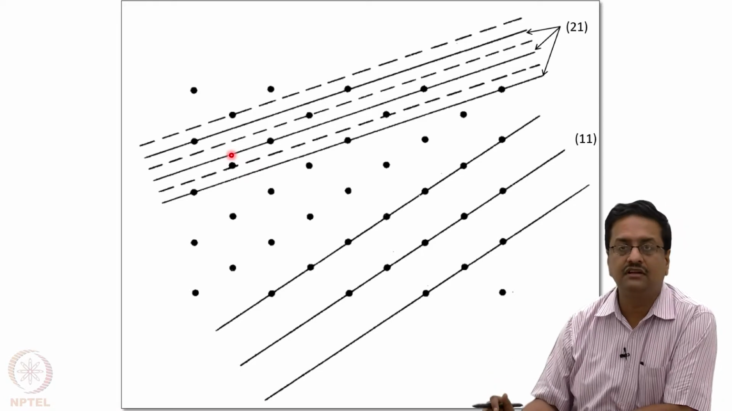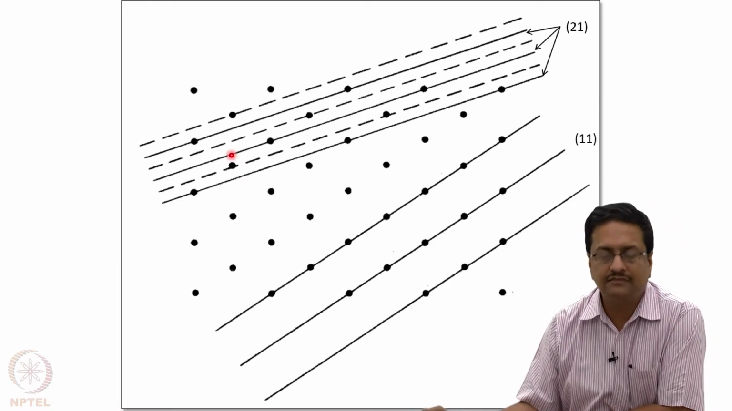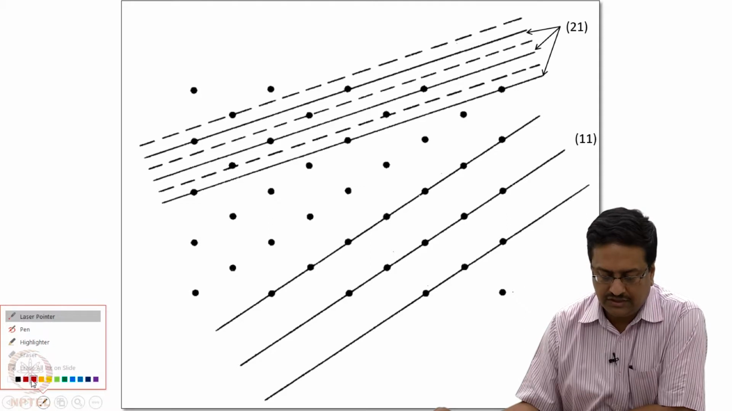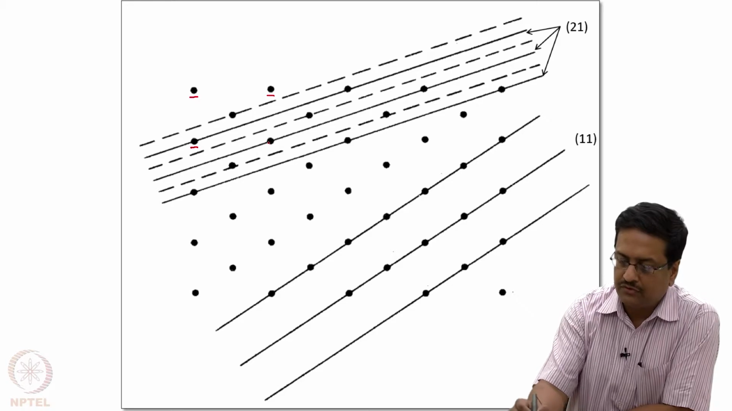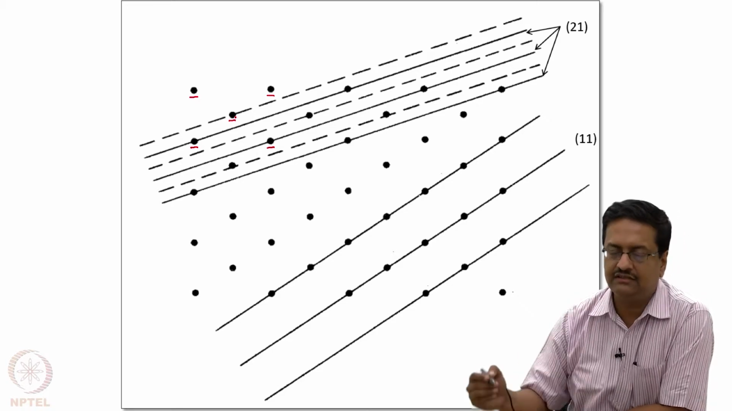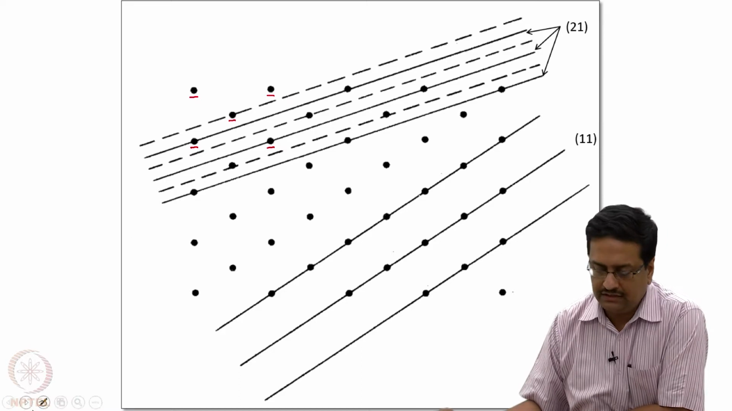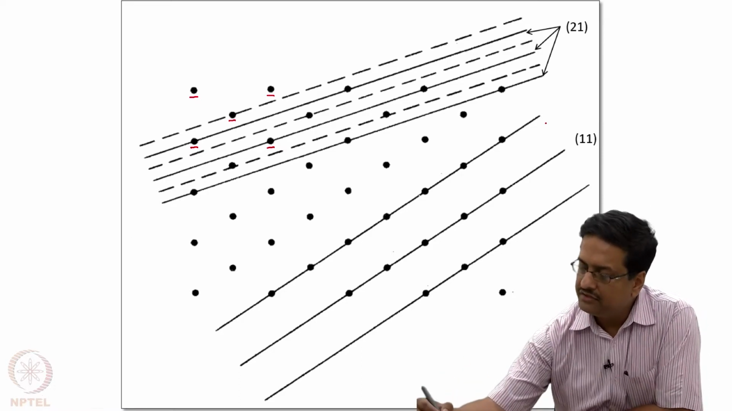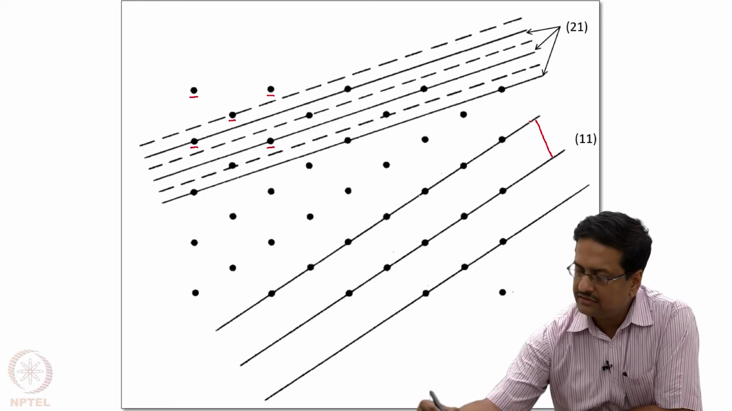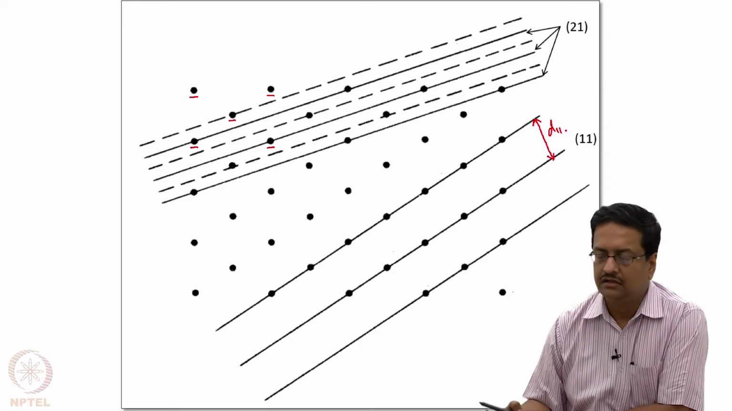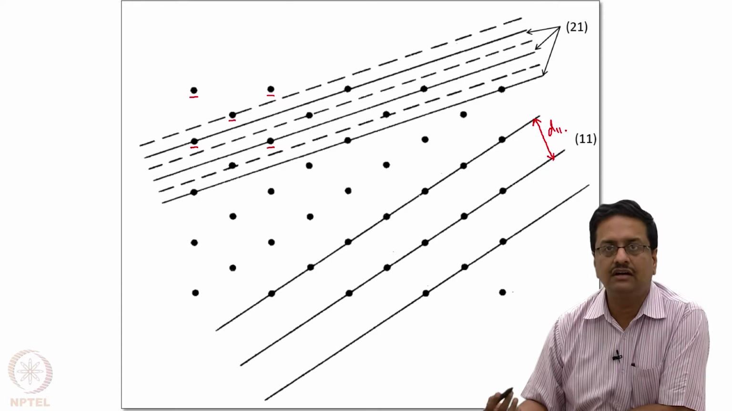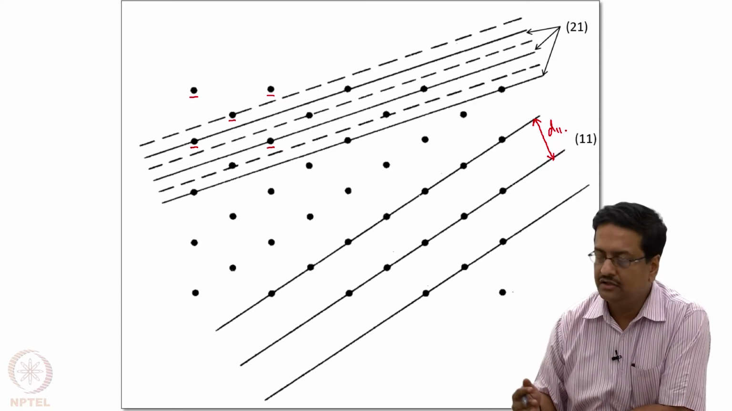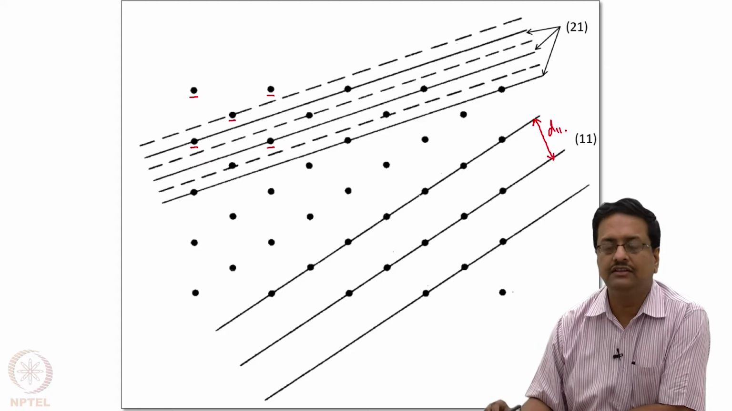But now if we consider a centered lattice in 2 dimension where we have atoms at 4 corners and an atom at the center of the lattice, in that case, when we try to construct the 1, 1 set of planes where this distance is d 1, 1, there is no problem. A diffraction would occur at a suitable direction where the Bragg condition is met.